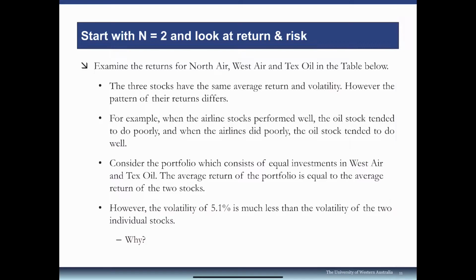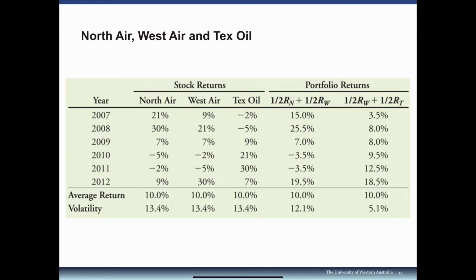So looking at this table, we are provided with six years of return for North Air, West Air, and Tex Oil. As you can see, when North Air performs well, so does West Air. But when North Air is not performing well in 2010, 2011, so does West Air. But on the other hand, for Tex Oil, 2010 and 2011 are probably among the better years for them. What's interesting about this choice of numbers is that the average return and volatility are exactly the same for North Air, West Air, and Tex Oil.